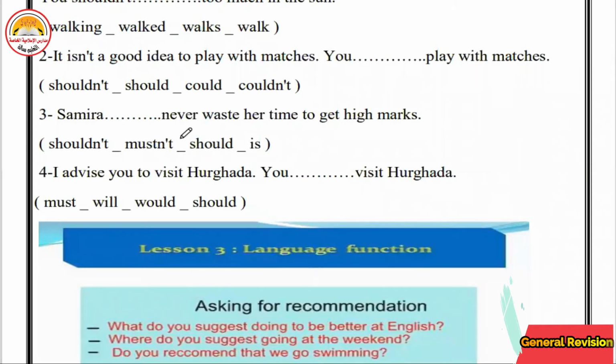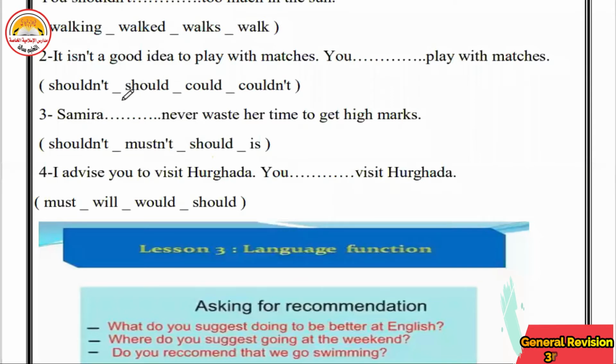Okay, number 3. Samira never wastes her time to get high marks. Samira shouldn't never waste her time. Never expresses negative. Samira what? Mustn't? No. Samira should never waste her time to get high marks. Should never, okay?